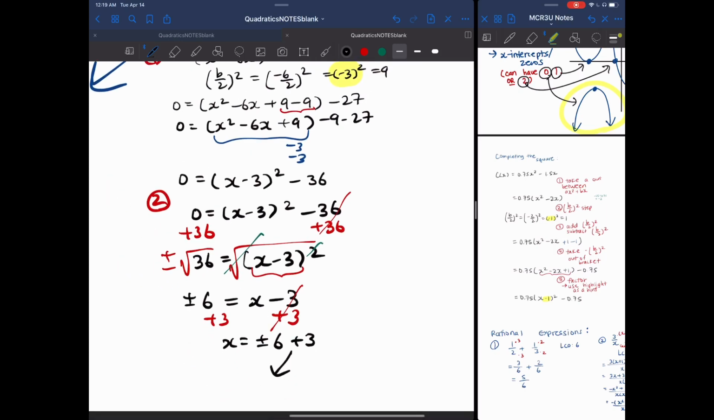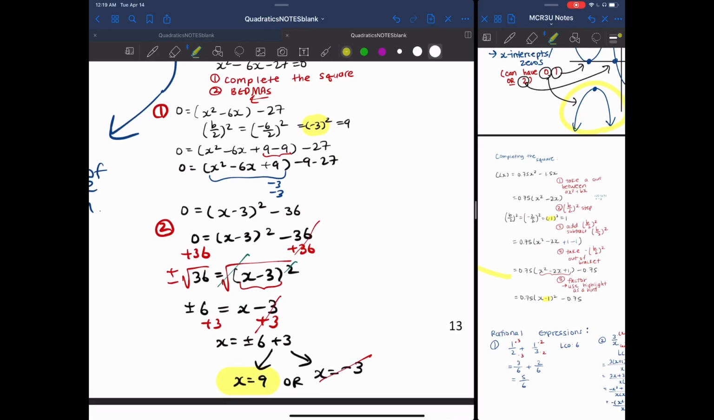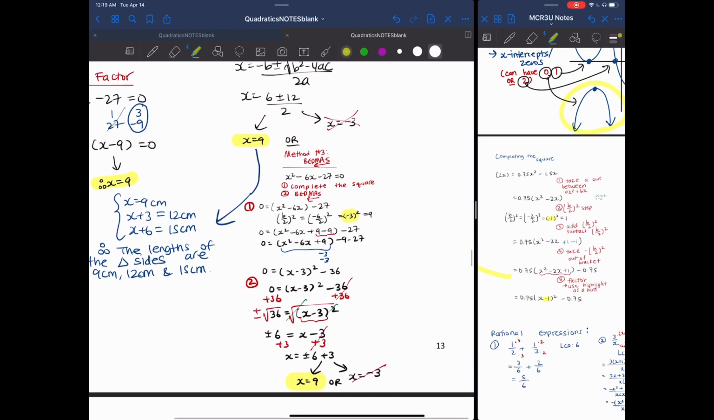Let's break that down. Plus 6 plus 3 is 9. Negative 6 plus 3 is equal to negative 3. Does x equals negative 3 make sense? We said it doesn't. And we get x equals 9 again. So that's the other way, method 3.